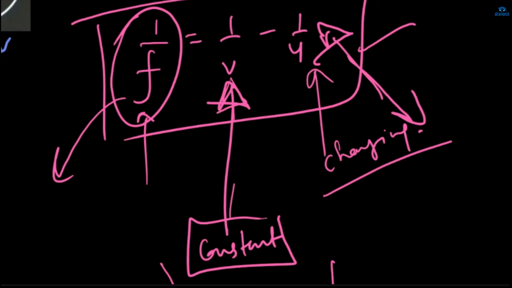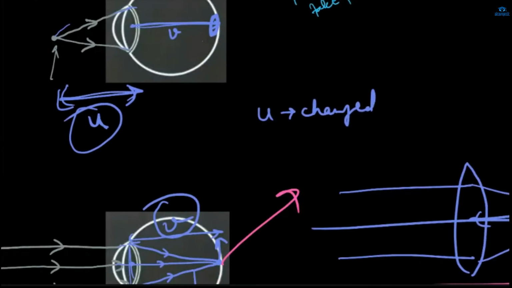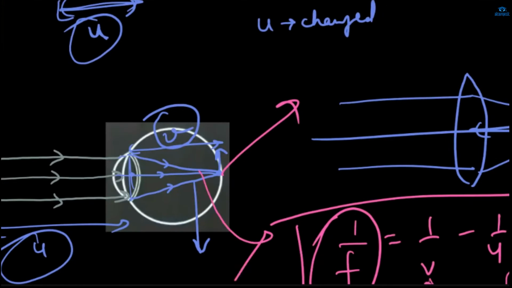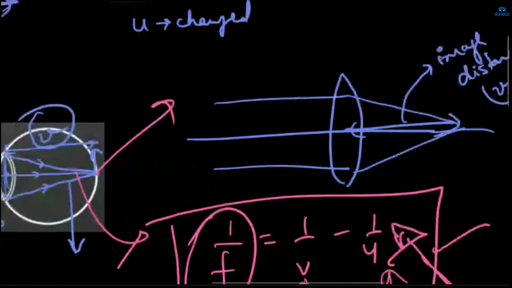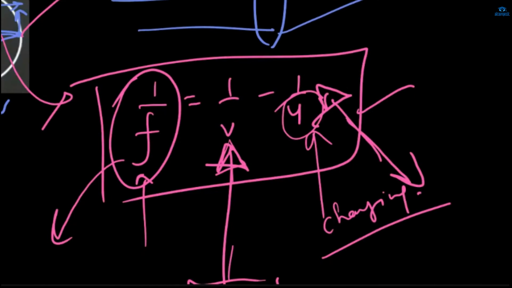V cannot change. Image distance cannot change, because we want our image to be formed at the retina, and the distance from the retina to the eye lens is fixed. This will not change. What can change? U is changing, so f will change.